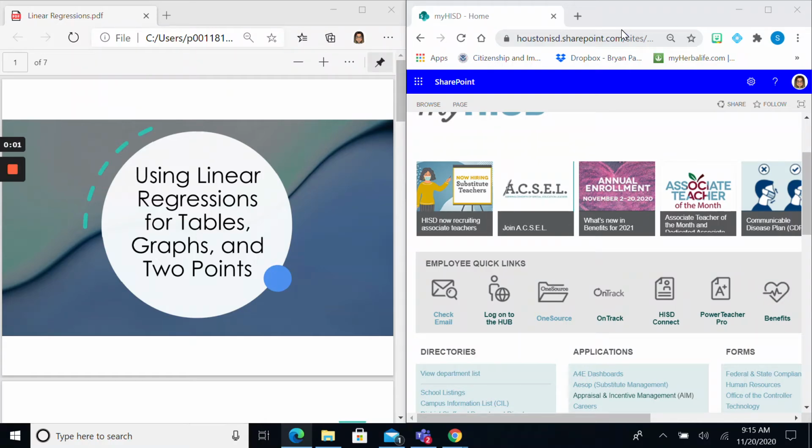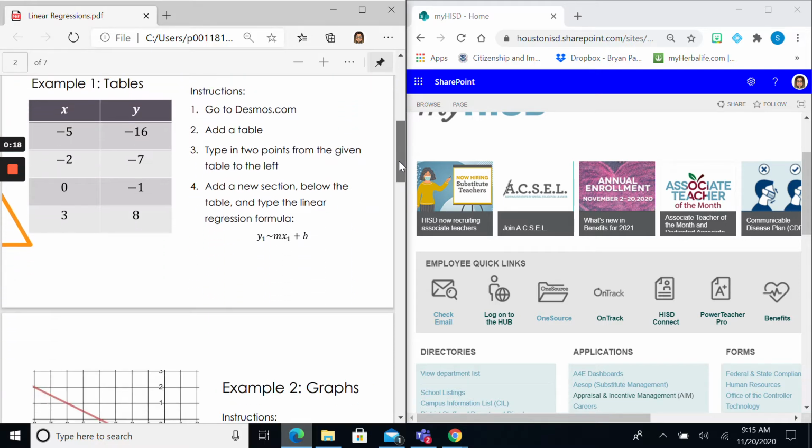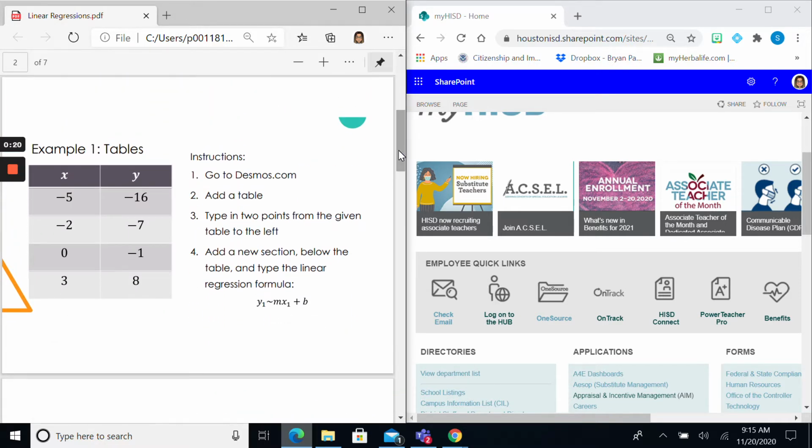Hi everyone. In this video, I'm going to show you how to use linear regressions to find the equation of a line given a table, a graph, and/or 2 points. Okay, so the first example we're going to take a look at is tables.